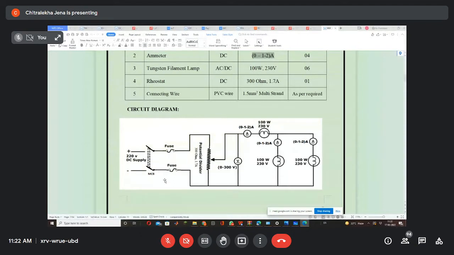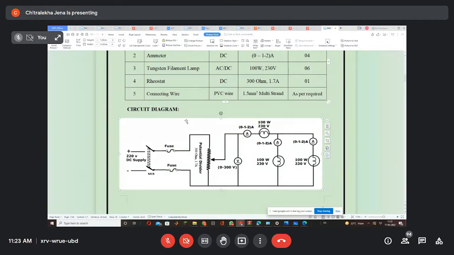Yes, directly, ma'am. We are using MCB. Actually, this total circuit we are using with an MCB. Understood? This is replaced with the MCB, miniature circuit breaker. Okay. In the video also, you will see the miniature circuit breaker. The circuit will be connected.